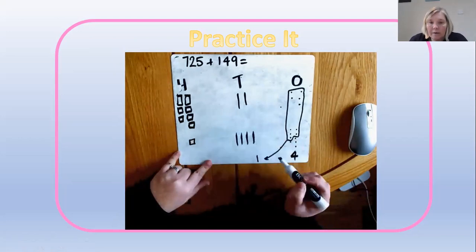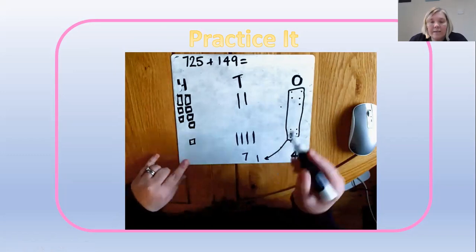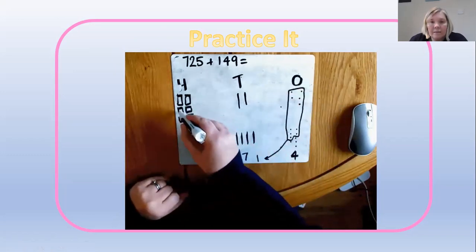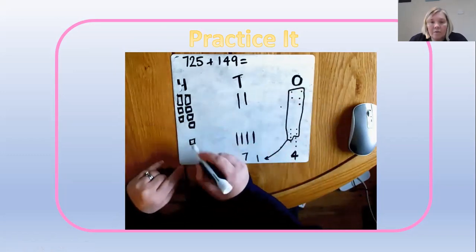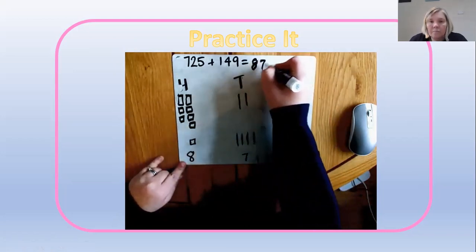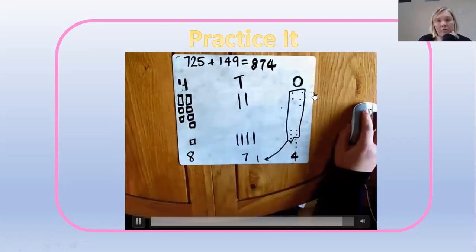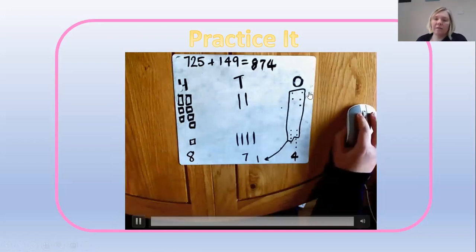I've got 6, but I need to add that 7. So I've got 7 tens. And now I add up my hundreds, 874. Really important when you're doing this, okay, that you really lay it out so that it's really easy for you to see. I've got my 10 ones. I can't keep 10 ones in that ones column. They have to go into the tens column.